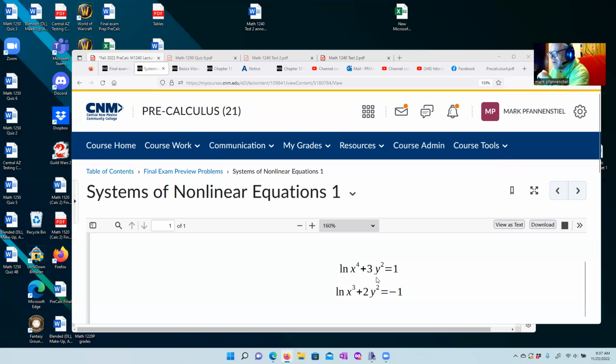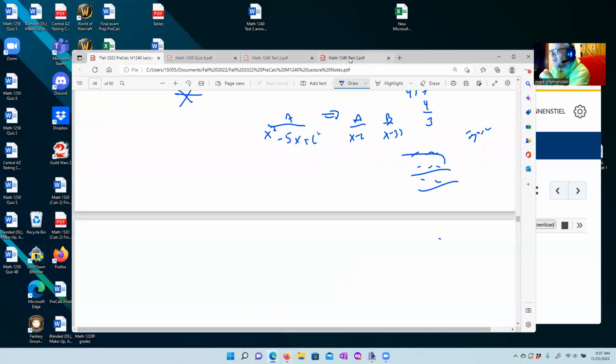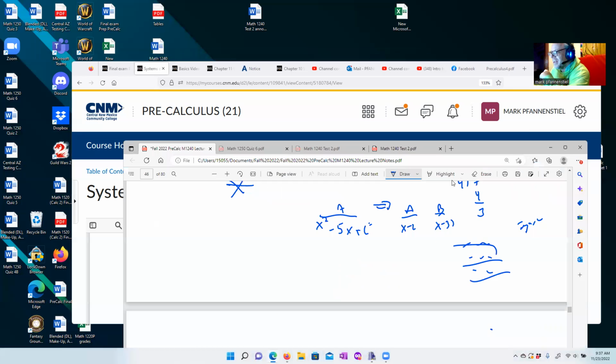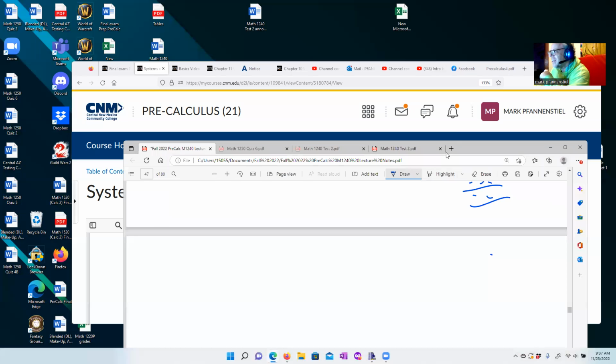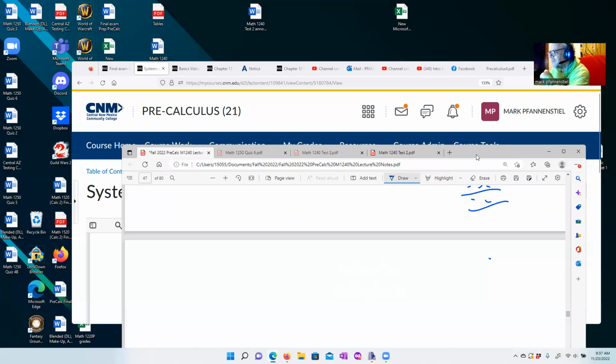I don't know if I would pick quite this hard for your final exam, but this is close. This is real close to the order of difficulty that I would say, oh, this is a good equation for me. So how do you do something like this? I love this problem because hey, it's got logarithms in it. It's got all the fun things in it that will let me test you on multiple skills at the same time.